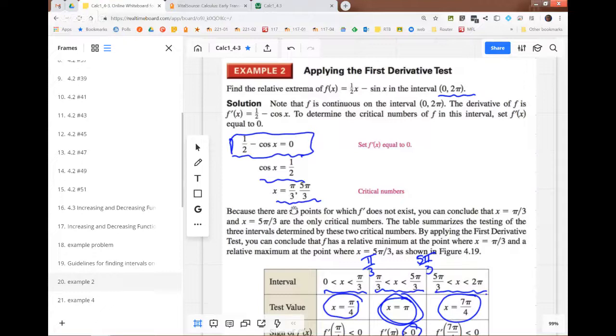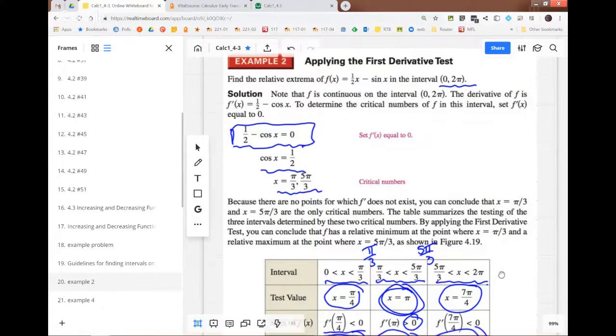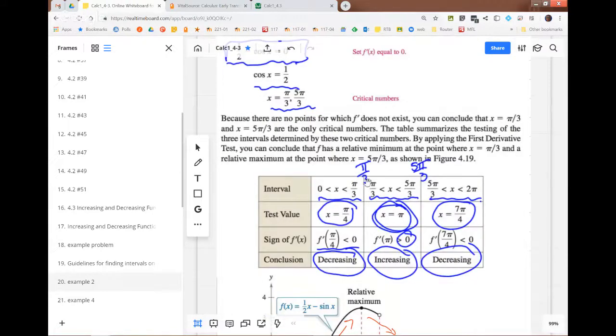So again, we have 2 pi minus pi over 3, 5 pi over 3. So we have two critical values here, pi over 3 and 5 pi over 3. Now, I kind of think of those as fence posts. So we have pi over 3 and 5 pi over 3 in this chart.